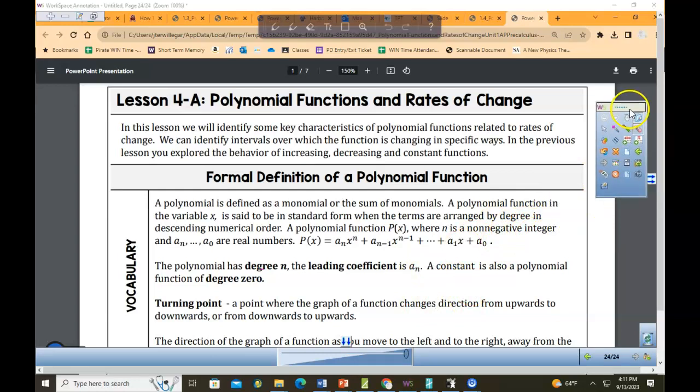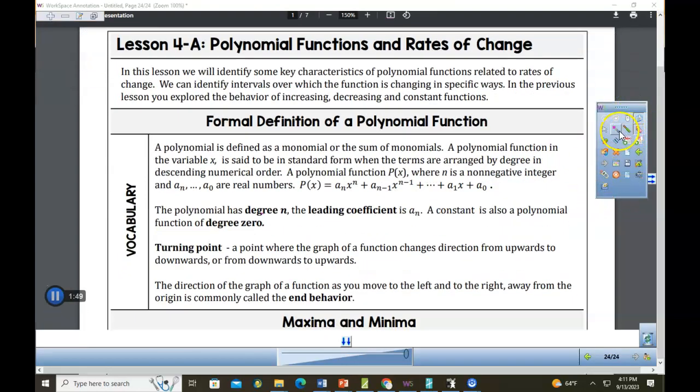Another new terminology we're going to be seeing is this turning point. All right. A turning point is when you change direction from upwards to downwards. Or we go from increasing to decreasing or decreasing to increasing is a turning point. Okay? And the direction our graph goes is called the end behavior. All right? So let's get into the nitty-gritty of all these and do a few examples today.